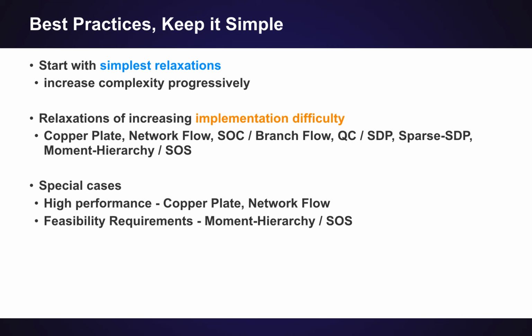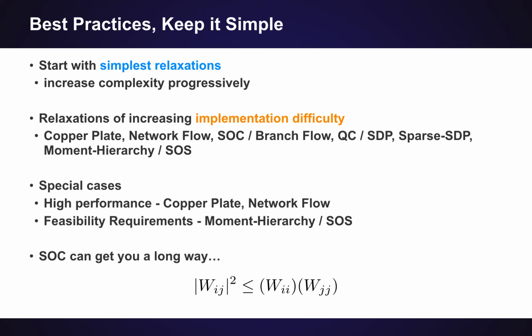So if you're going to be solving thousands of relaxations, you probably want to go in that direction. If your algorithm has strong feasibility requirements and you really need feasible solutions, both the moment hierarchy and sum of squared methods are the only ones I know of where you can keep increasing their complexity until you kind of guarantee feasibility.